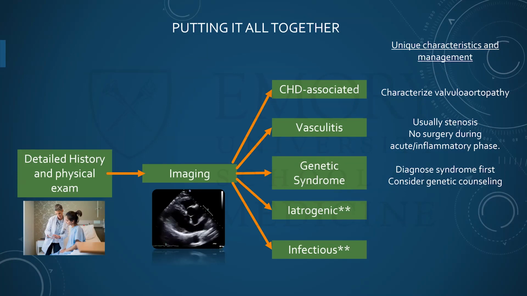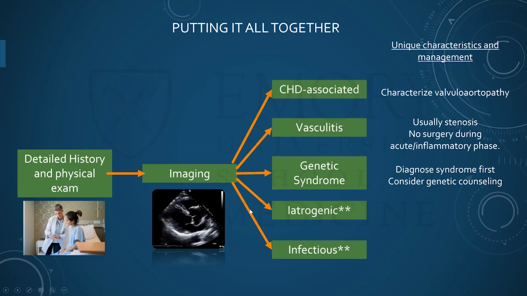So first and foremost, whether it's inpatient or outpatient, you want to take a really detailed history, which includes a detailed family history, and a detailed physical exam, which is going to include measurement of pulses on all 4 extremities, listening carefully for bruits, murmurs, other abnormal heart sounds. And again, just taking a very detailed history.